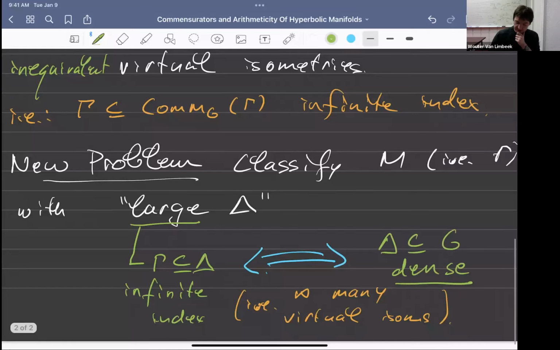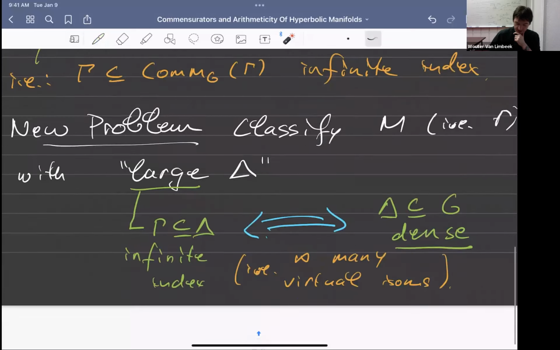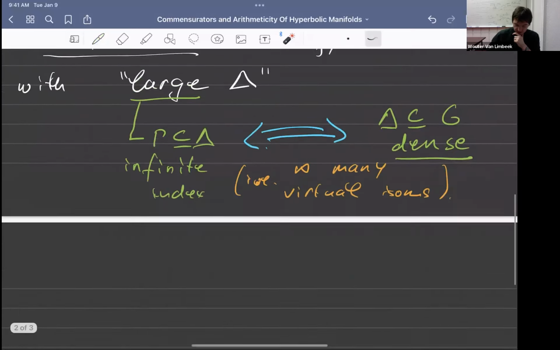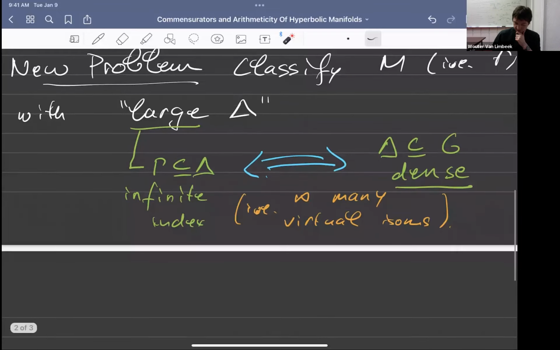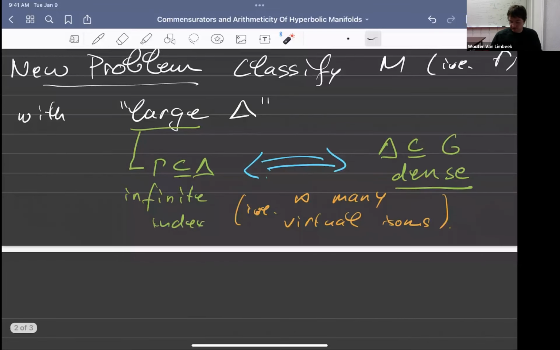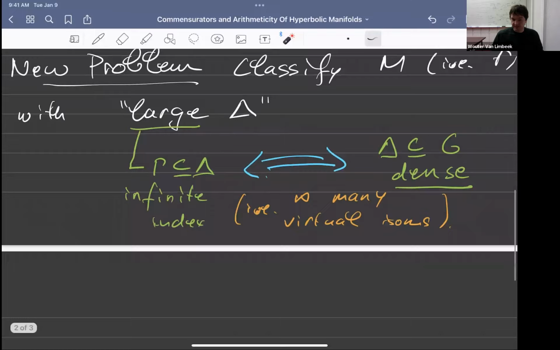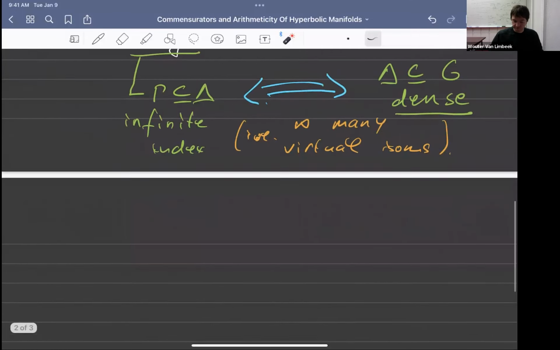And if you already know all of this stuff, or if you get bored with the talk, then you can prove this equivalence. But this will be my goal, to classify M where either this condition or this condition holds. And that's as large as you can hope for the commensurator to be, that it's dense in G. Any questions so far?